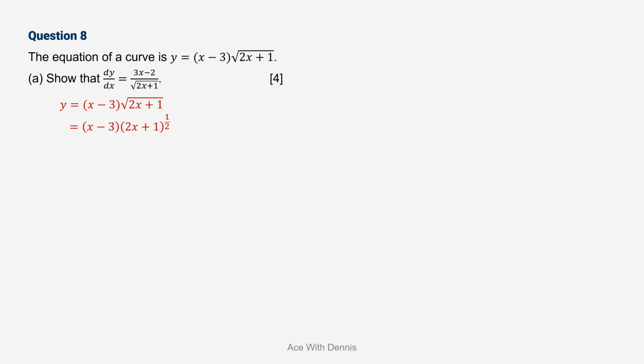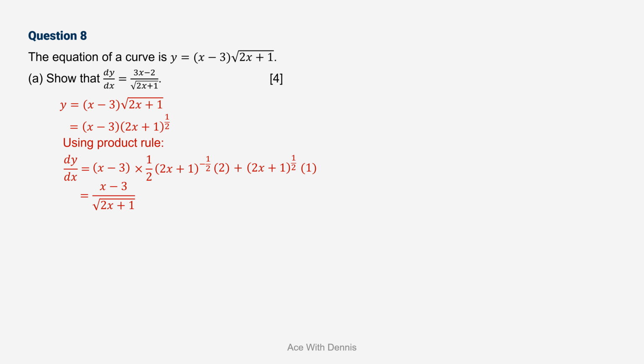So it becomes x minus 3 times 2x plus 1 to the power of half. Then, using product rule, dy over dx equals x minus 3 times half bracket 2x plus 1 to the power of negative half times 2, then plus 2x plus 1 to the power of half times 1. So simplify, we have x minus 3 over root 2x plus 1 plus square root of 2x plus 1.